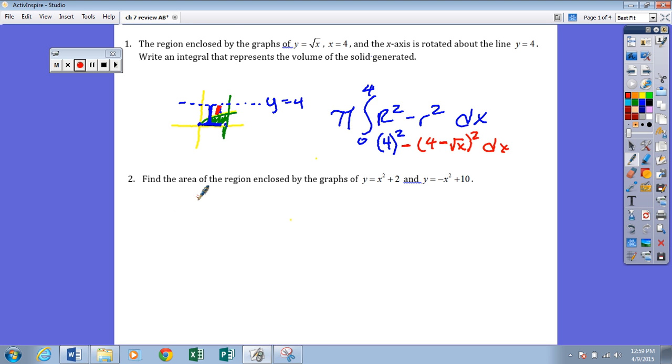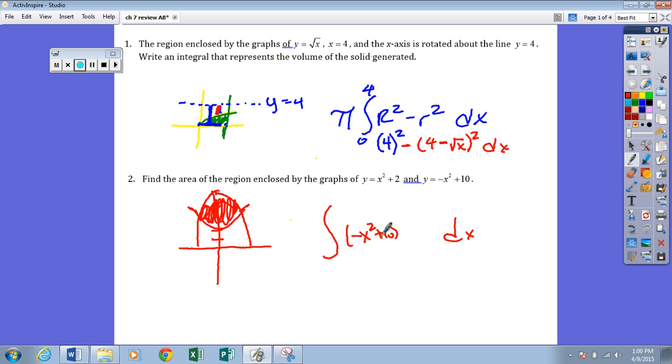All right, number 2: find the area of the region enclosed by the graphs of y equals x squared plus 2, and y equals negative x squared plus 10. So 10 we're just going to say is way up here, and now we're doing a parabola that goes down. I need to find the area of this, which means I definitely have a top and a bottom. So I can do top equation minus bottom, but I'm going to need my bounds. The one that's on top is this one, minus the one on bottom is this one.